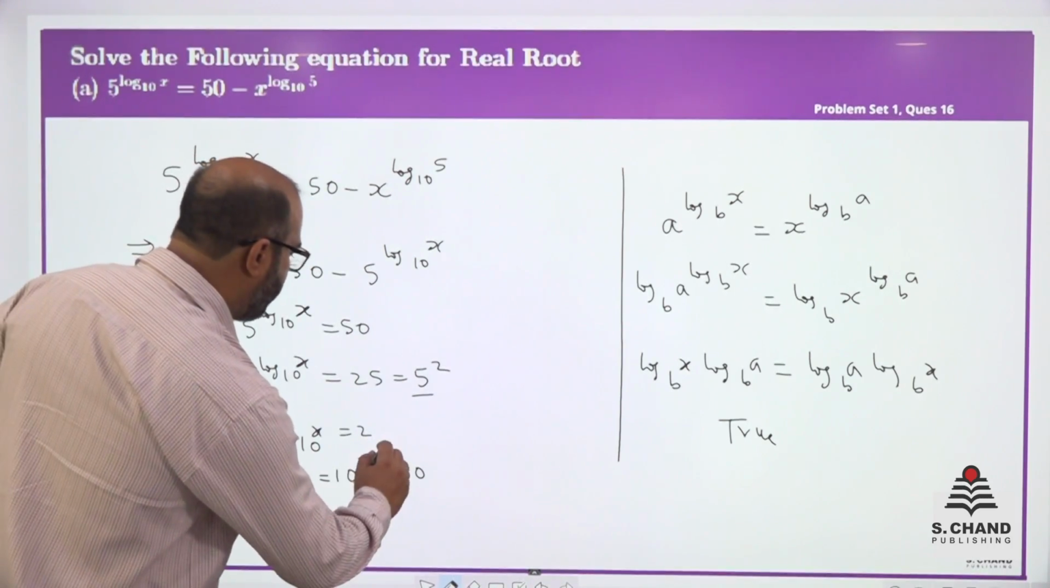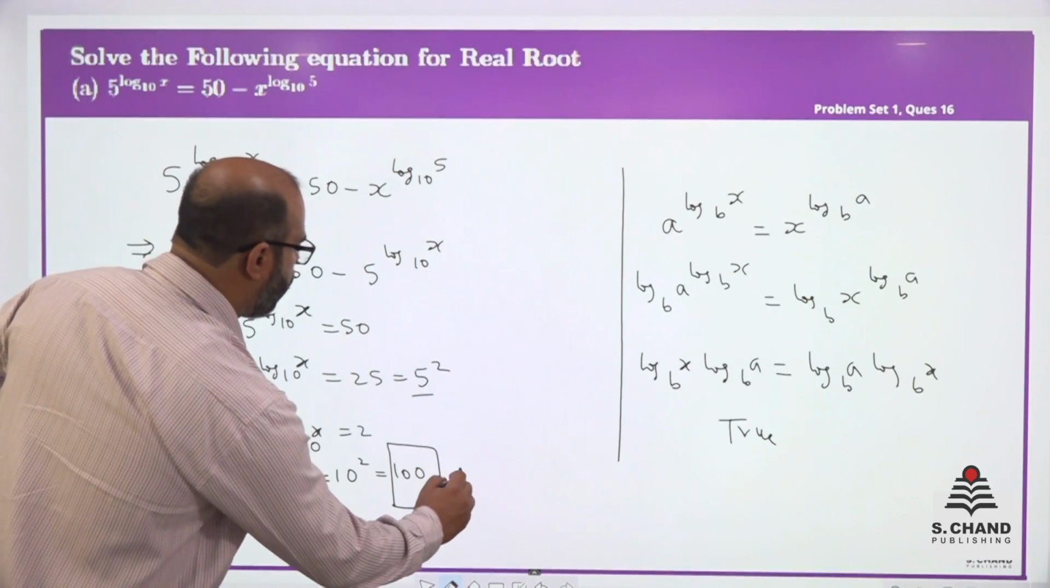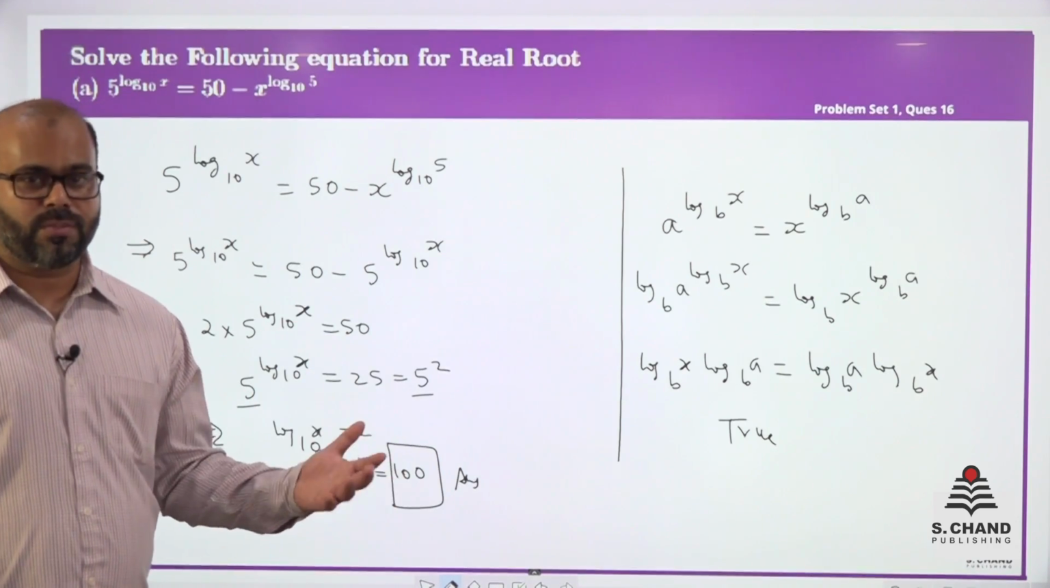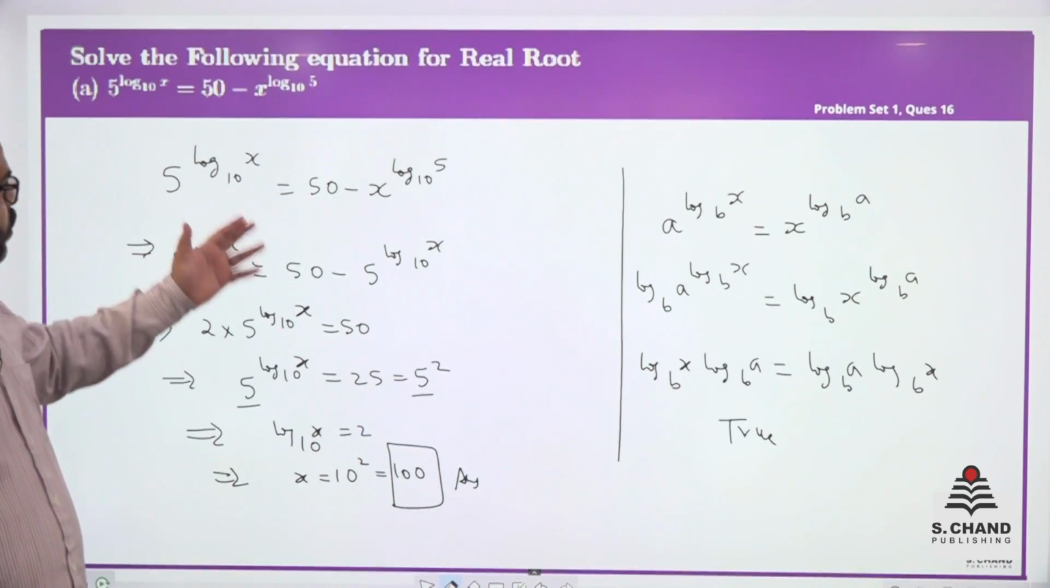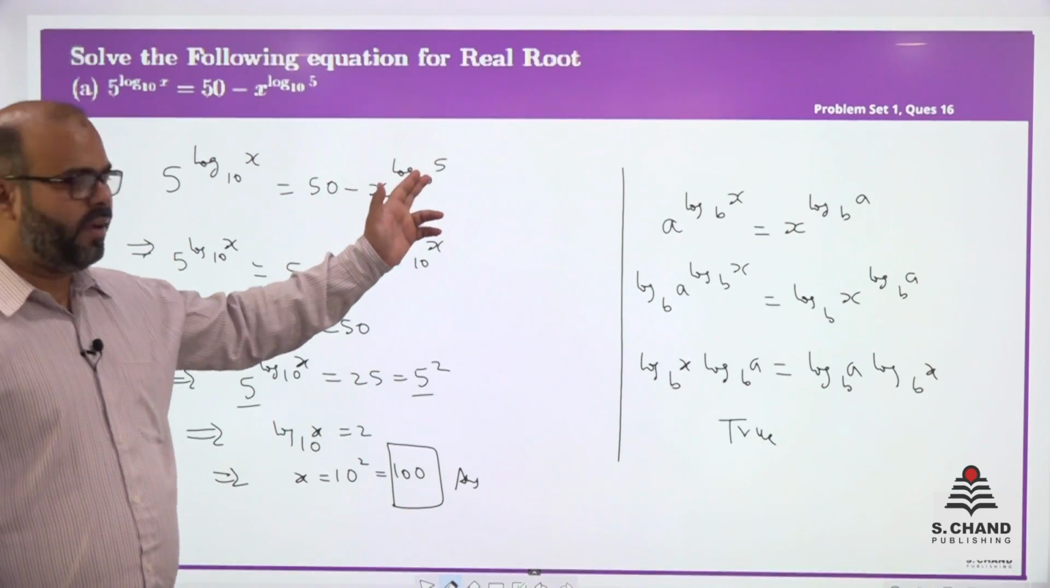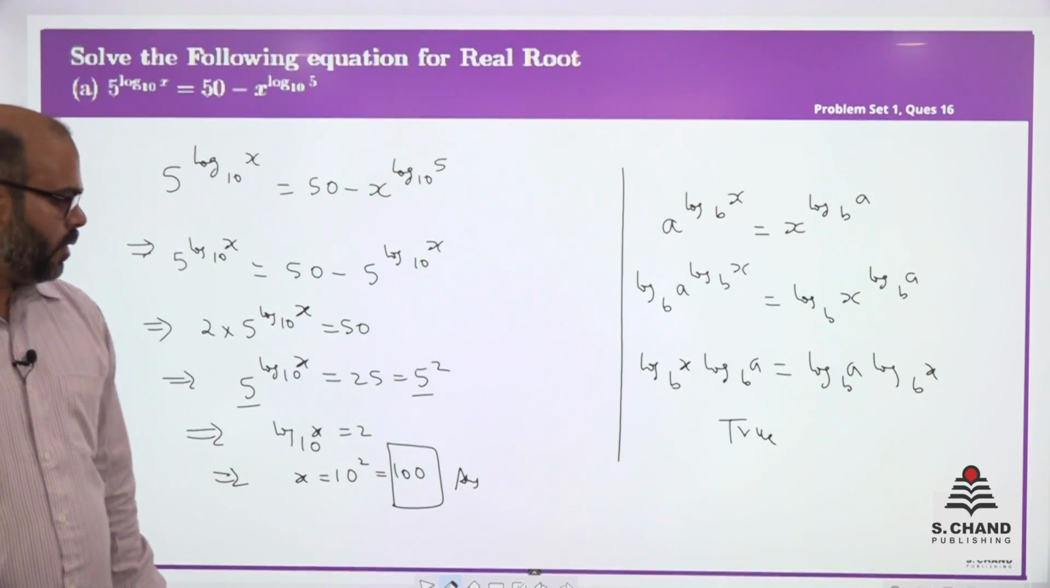Generally we do this: when we get the answer, we put it in the original equation and we see whether a log or a square root or something is undefined or not. So by putting x, this will be log 100 to the base 10, this will be 100 to the power log 5 to the base 10, everything is defined. So this is our answer.